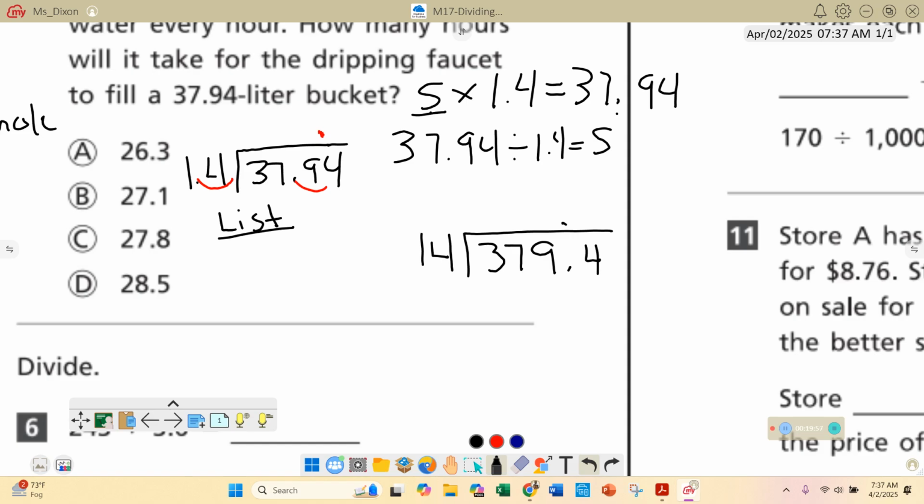Let's see, how about we start with 100? Because I see I'm trying to get to 3,794 because we're going to think of it as a whole number. All right, that's going to be 1,400. Close, but we might can go bigger. Let's try 200.